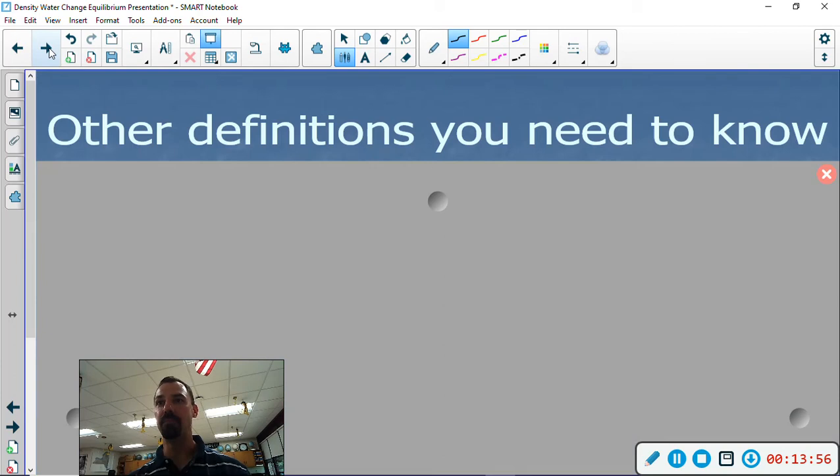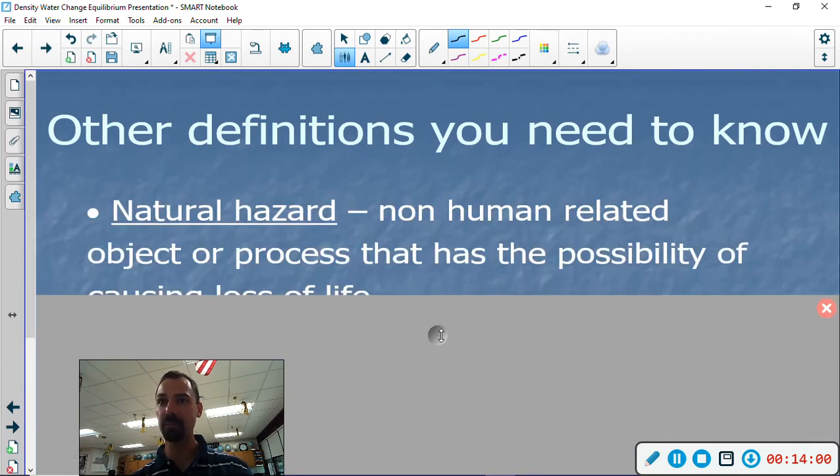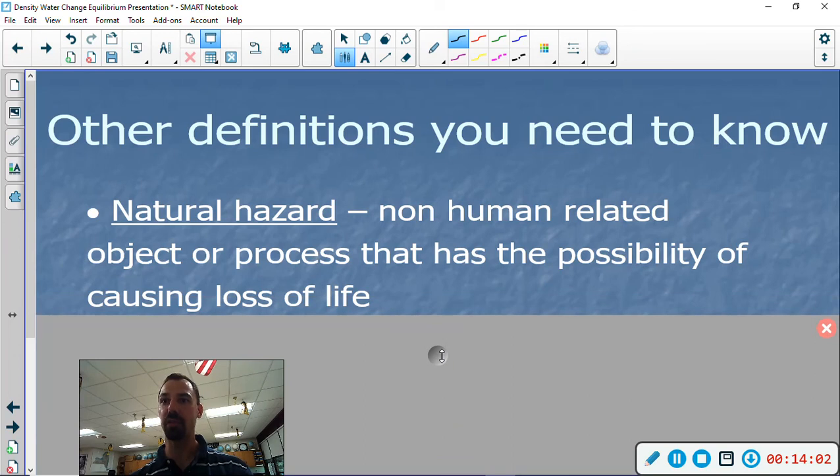Okay, the last things I want to discuss are just quick definitions. So other things in earth science that are important: natural hazards, which are any non-human related object or process that has a possibility of causing loss of life. So earthquakes, volcanoes, things like that. So pretty much any natural disaster is a natural hazard, right? Tsunamis, so any natural disaster you can think of. Forest fires.